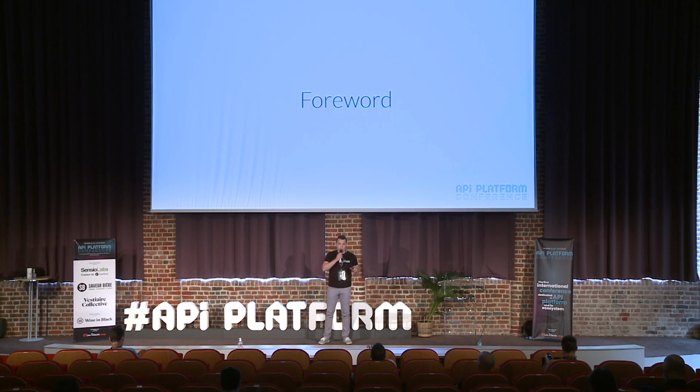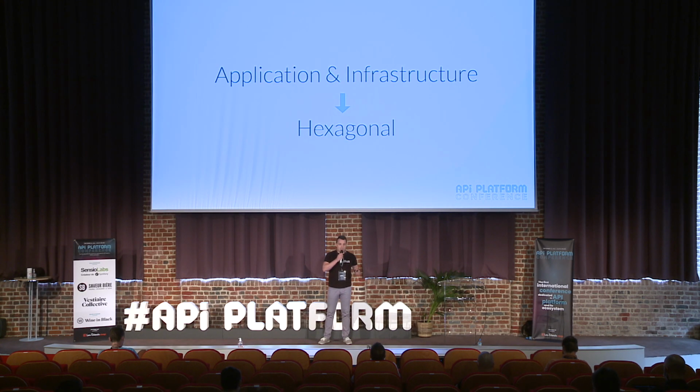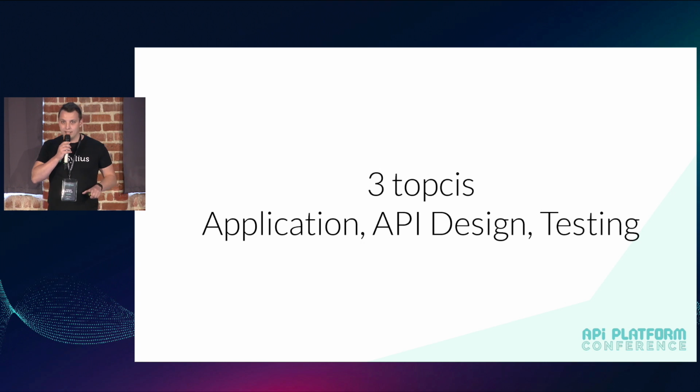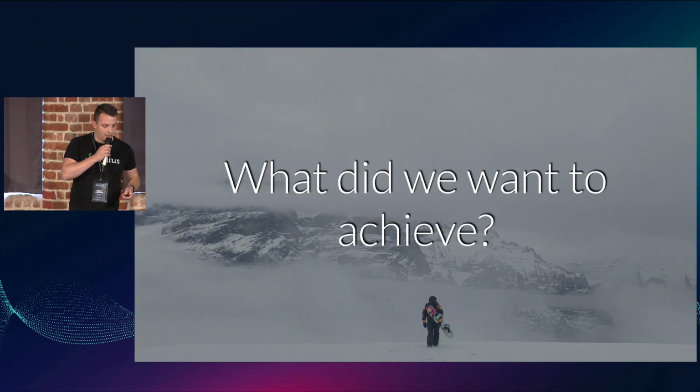Just a little small stuff that I would like to present before. When I mention application or infrastructure, I mean mostly the hexagonal architecture. Infrastructure is what API platform is doing, so handling the request, and application is mostly what Sylius is doing, so the internal calculation logic. I will cover three topics: application architecture, API design, and testing. This will be more or less the idea for today's presentation.